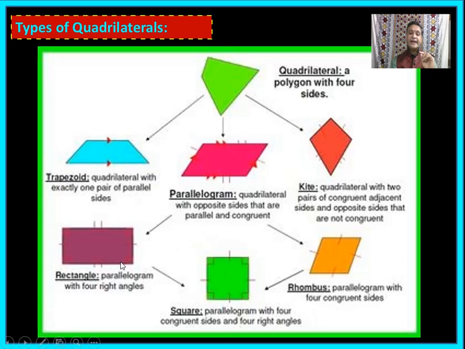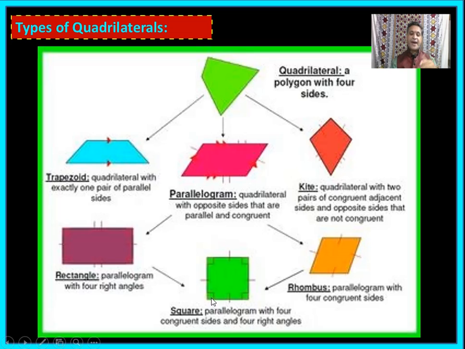Next one, the rectangle. It is a quadrilateral and also a parallelogram, a parallelogram with four right angles. Parallelogram means opposite sides are equal and parallel. This same property it holds here. Opposite sides are equal and parallel. In a parallelogram every angle is different, only opposite angles are equal. Here all angles are 90 degrees. That is right angles.